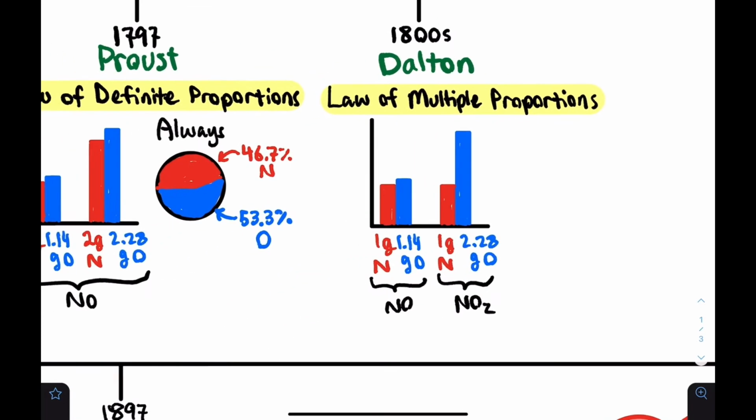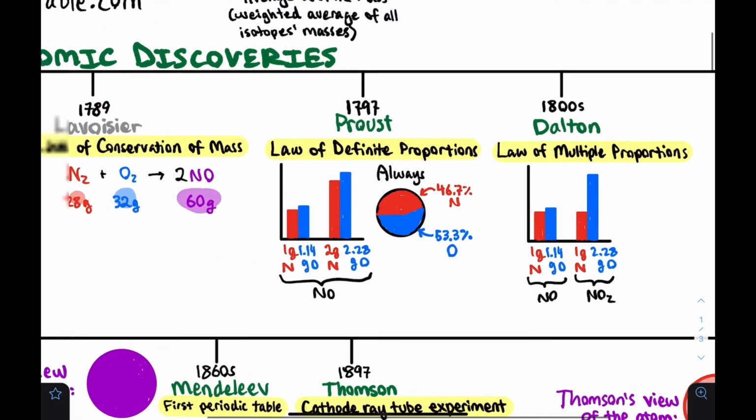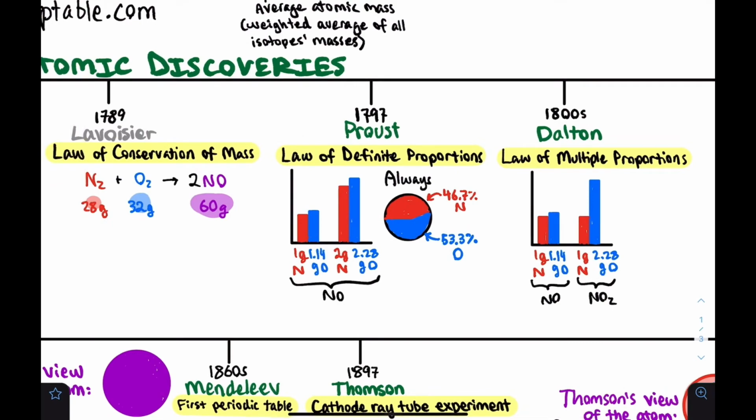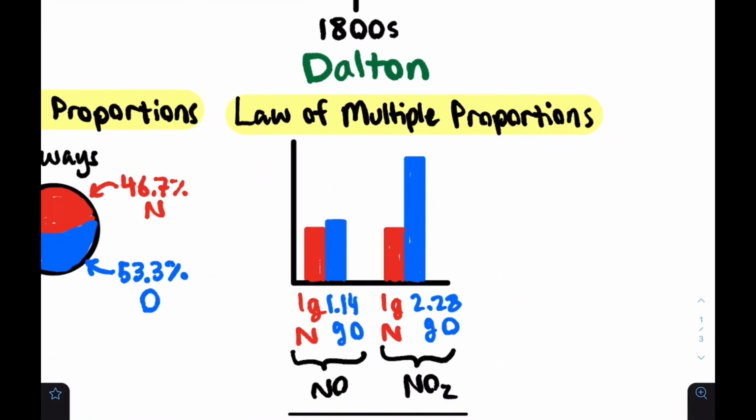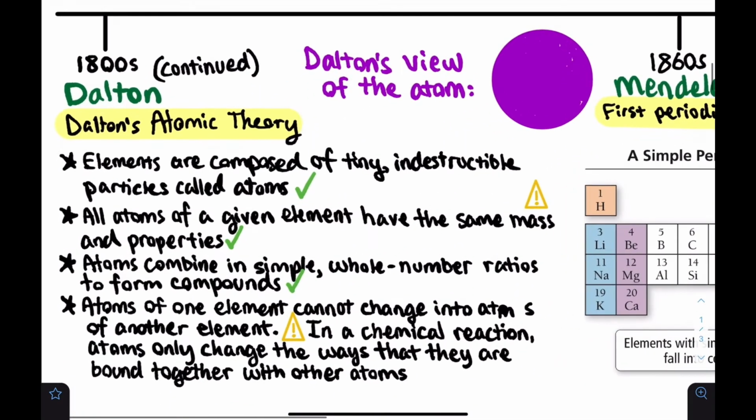But bottom line is the law of definite proportions has to do with one compound at a time. The law of multiple proportions compares compounds that have the same elements in them. So with these three laws, this guy named Dalton, who actually figured out the law of multiple proportions, was able to come up with a picture of what he thought the atom was like.